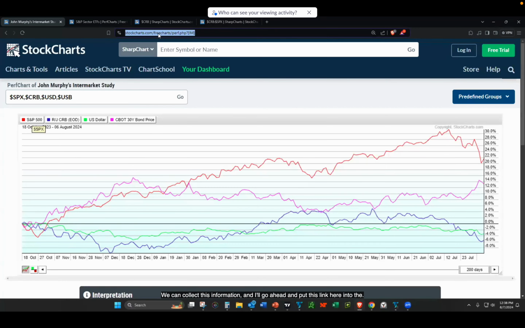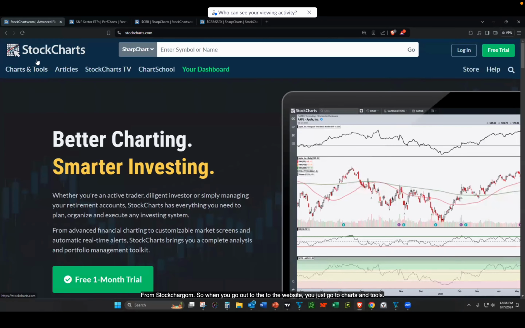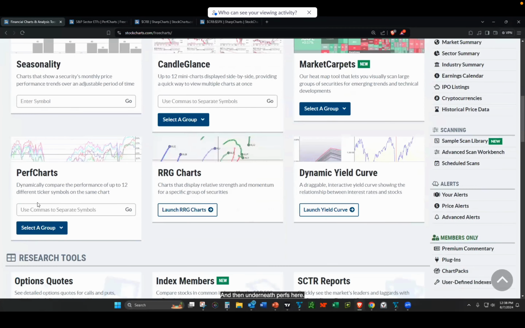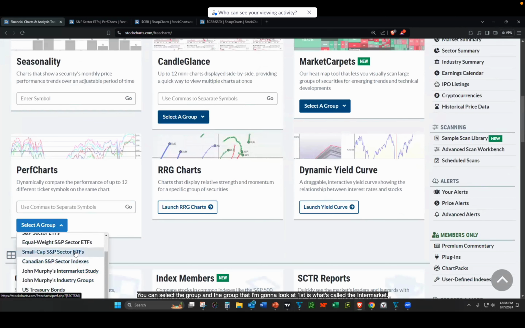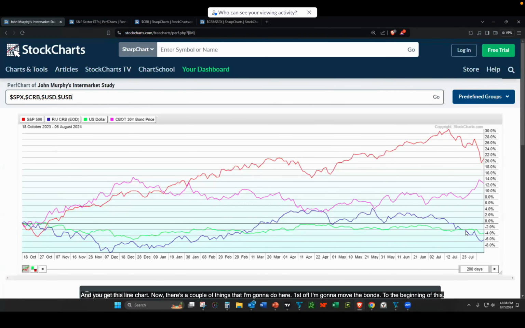And I'll go ahead and put this link here into the chat for you guys. This is a free site, and it requires a little bit of formatting here, but basically this is underneath the performance charts from stockcharts.com. So when you go out to the website, you just go to charts and tools, and then underneath perf charts here, you can select the group. And the group that I'm going to look at first is what's called the intermarket study. And you get this line chart.